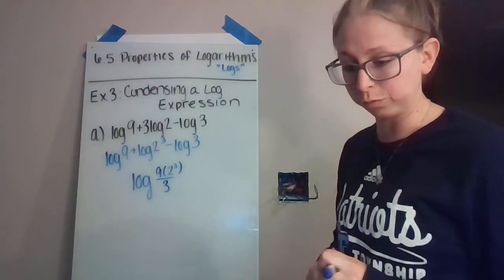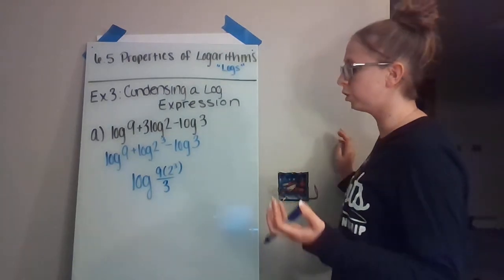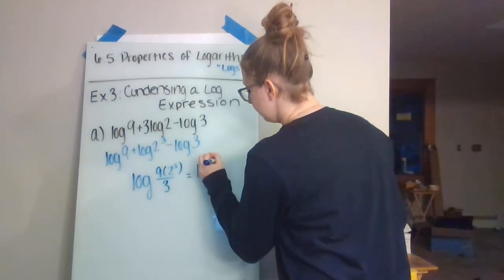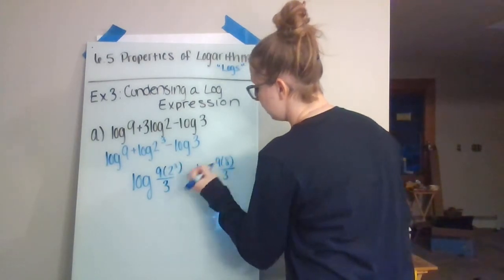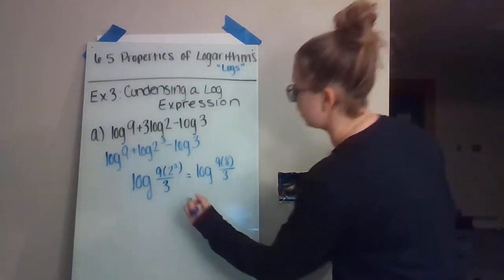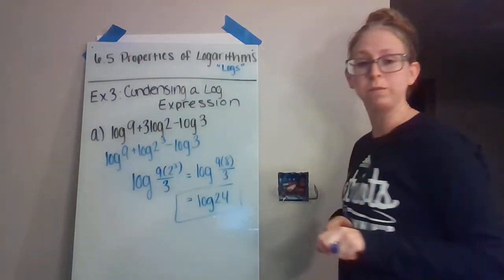So divided by 3. Now that can be simplified because it's all numbers. 2 to the third is 8. So I have log of 9 times 8 over 3, which if you put in the calculator, you get 72 divided by 3, which is log of 24.